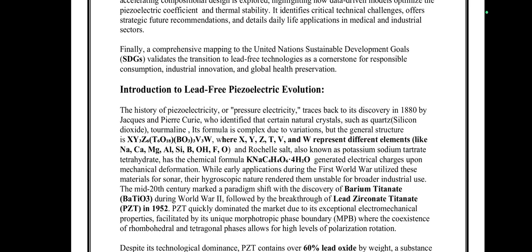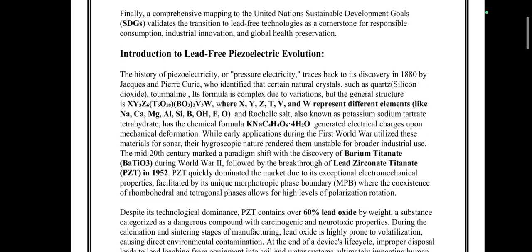And Rochelle salt, also known as potassium sodium tartrate tetrahydrate, has the chemical formula as I have written here: potassium sodium C4H4O6 and tetrahydrate, 4 water molecules. Basically, these certain natural crystals generated electrical charges upon mechanical deformation. While early applications during the First World War utilized these materials for sonar, their hygroscopic nature rendered them unstable for broader industrial use.